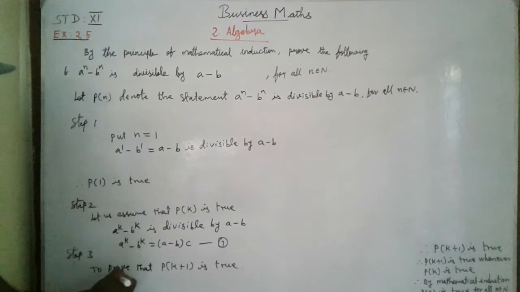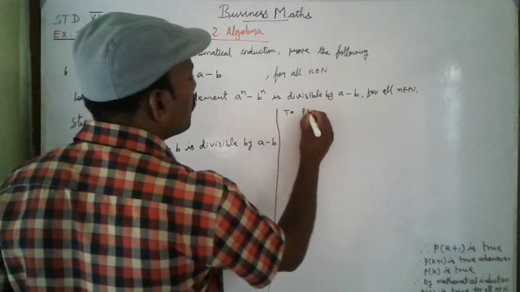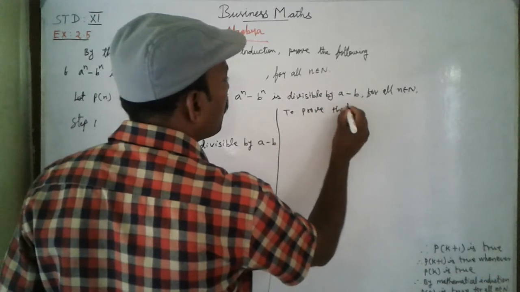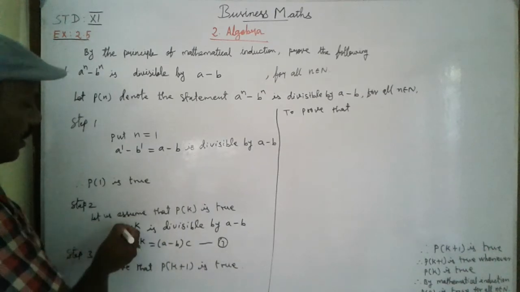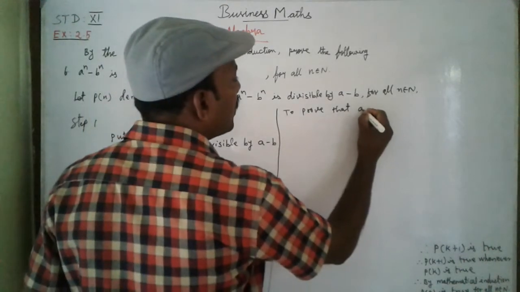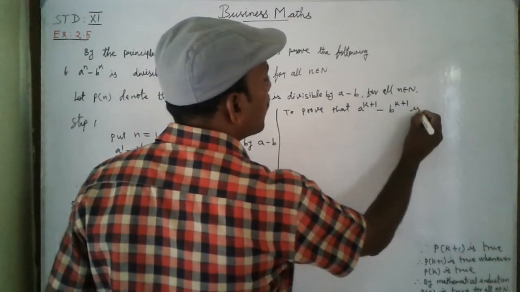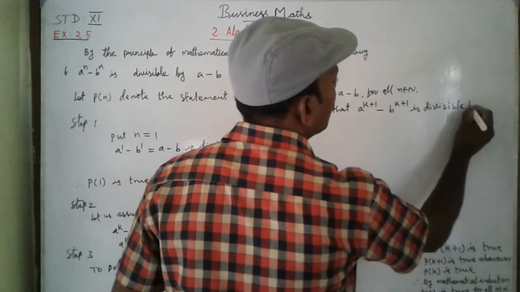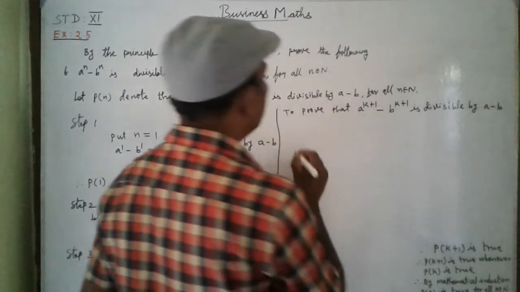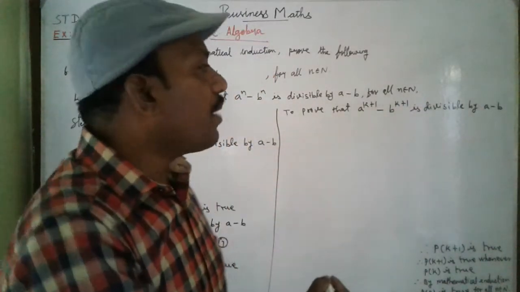Step 3, to prove that P of k plus 1 is true. So to prove P of k plus 1, n is k plus 1. So a power k plus 1 minus b power k plus 1 is divisible by a minus b. So to prove that a power k plus 1 minus b power k plus 1 is divisible by a minus b.